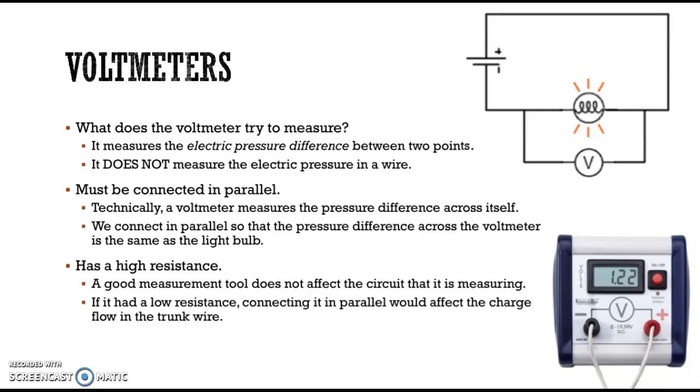Okay, so first on voltmeters. What does the voltmeter try to measure? Well, it's measuring the electric pressure difference between 2 points. That is, it is measuring the difference from this point to this point, or more specifically from here to here, which is pretty much the same thing. What it is not measuring, it is not measuring the electric pressure in this wire. It is also not measuring the electric pressure in that wire. It is measuring the difference, how much higher it is here compared to here.